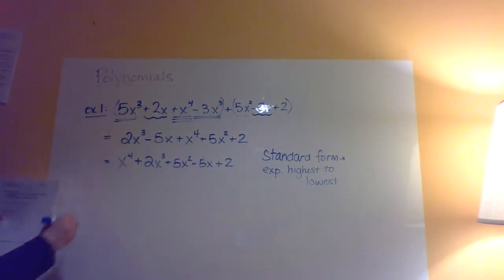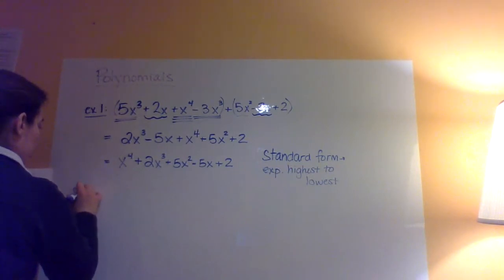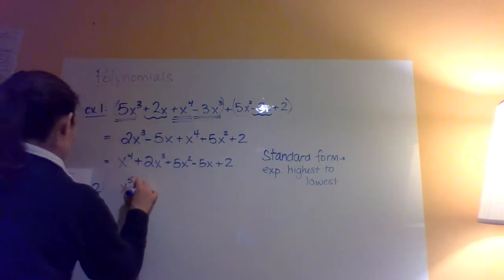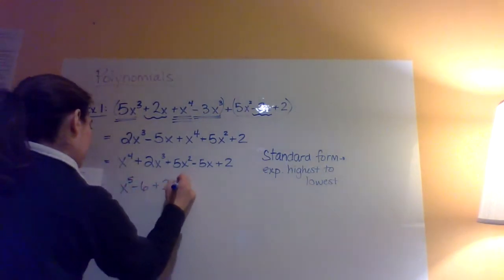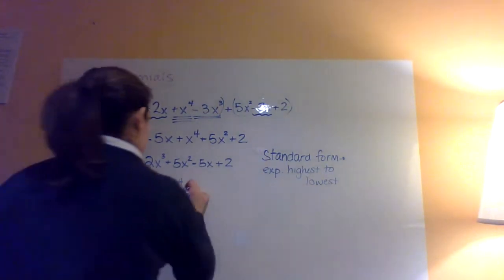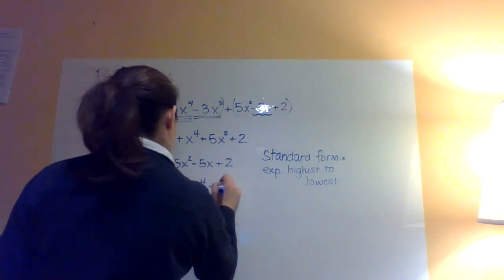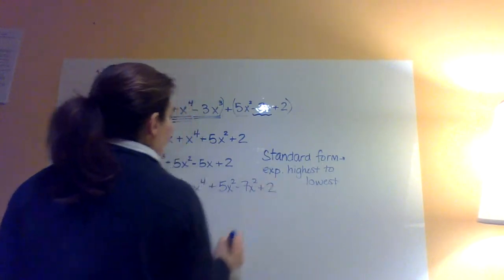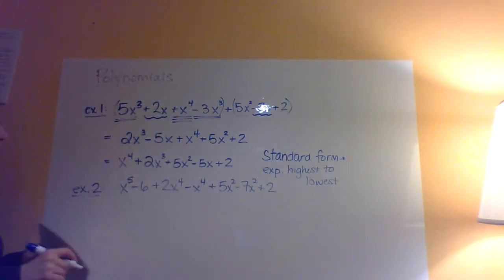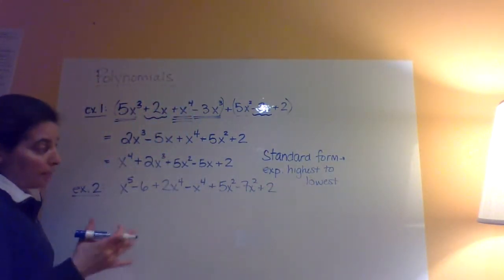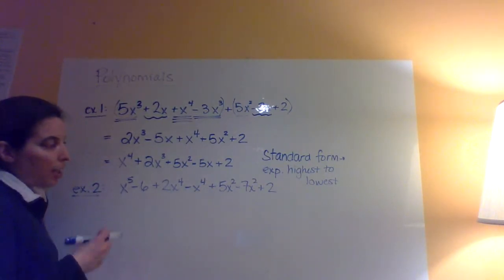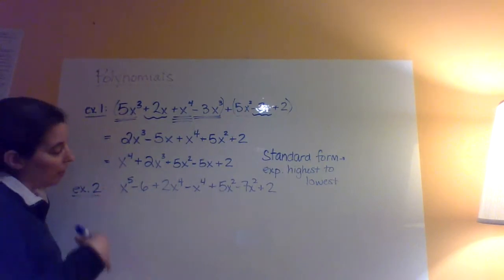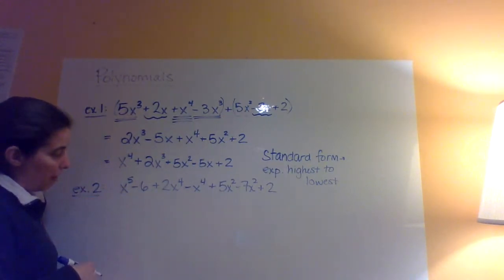All right, the next one is labeled example 3, but you can tell it should be example 2. Sorry about that. So I have x to the 5th minus 6 plus 2x to the 4th minus x to the 4th plus 5x squared minus 7x squared plus 2. All right, so let's just go ahead. Why don't you take a minute and look for like terms and think about combining like terms. Stop the video for a second, try it on your own, and then when you come back, we will go over it.